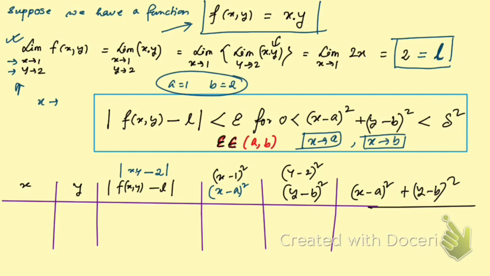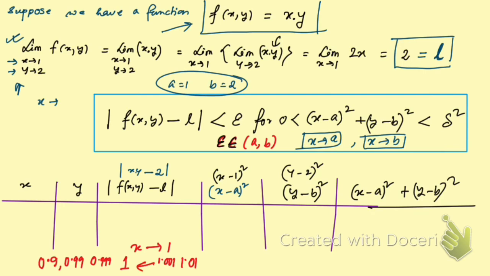Okay, so now you see, when we say x tends to 1, that means this value of x approaches 1, maybe from the left side, maybe from the right side. Approaches 1 means tends to 1, it may be 0.9, 0.99, 0.999. So this is tending towards 1, right? Similarly it may be tending from the other side as well, so it may be 1.01, 1.001, like that.